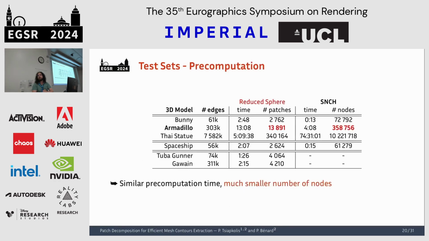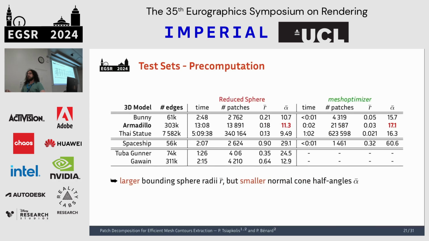In terms of pre-computation time, compared to SNCH we have a generally similar pre-computation time, but we have a much smaller number of nodes because of their hierarchical nature. I'll bring your attention to the Armadillo model because it's quite representative of AAA quality models. It's about the same poly count as Lihiron from Immortals Phoenix Rising, which did release not that many years ago. And compared to Mesh Optimizer, they tend to have a bit more patches than us, which means that we end up with larger bounding spheres, but our own normal cones are smaller to compensate.